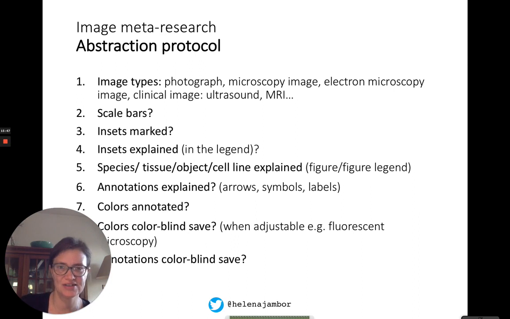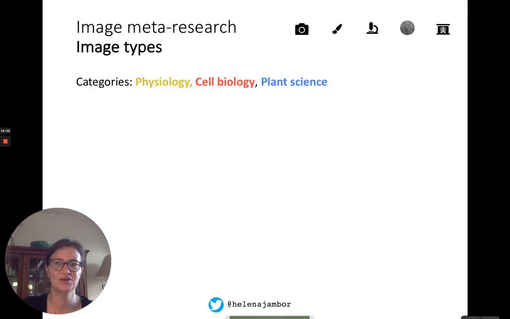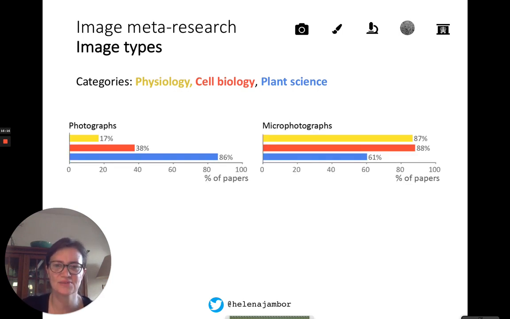So what kind of results? What did we find? First of all, the image types that we focused on, I already mentioned this before, were microscopy images and photos, but also EM pictures or clinical images. And we looked at the categories physiology, cell biology, and plant science. And just to introduce here already the color code that is used throughout the talk for these 3 sections. So not surprising, since we already wanted to focus on them, they all had images.